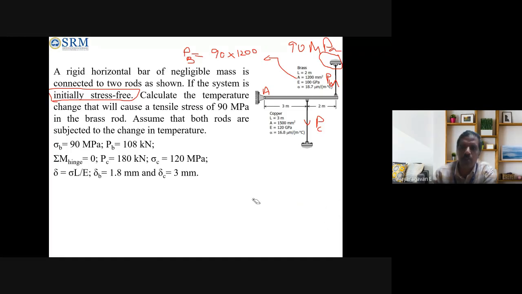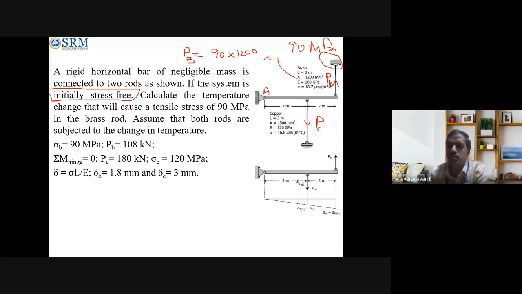Okay, so here, this is the loading condition. The net effect is going to be like this, if it is going to expand like this. Here we see the thermal expansion of brass is 18, and for copper it is 16. So the thermal expansion of brass is greater than copper, which means brass is always going to expand more.